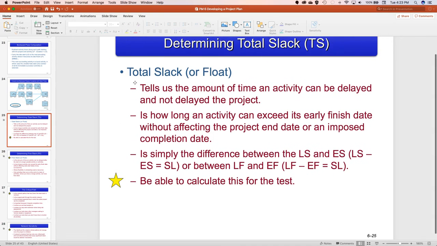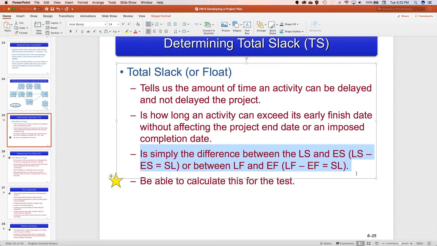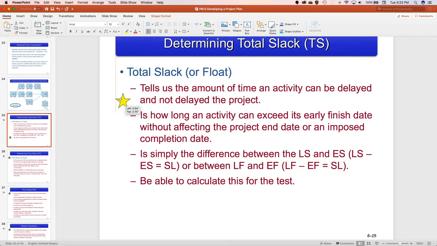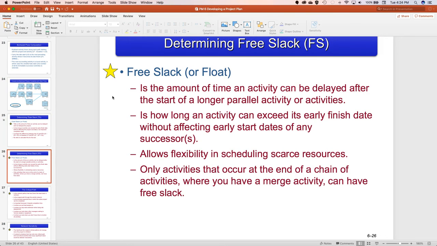So what you need to know for the test, you don't have to know the calculations, but you do need to know for the test that the total slack is the amount of time it can be delayed and not delay the entire project. Total slack, right? So I'll take this star and I'll pull it up here instead. Total slack tells us the amount of time that an activity can be delayed and not delay the entire project. So far, so good, right? All right. Free slack is the amount of time the activity can be delayed before the parallel activity has to start. Okay? And we do that so that it allows us to do scheduling of our resources. Okay?